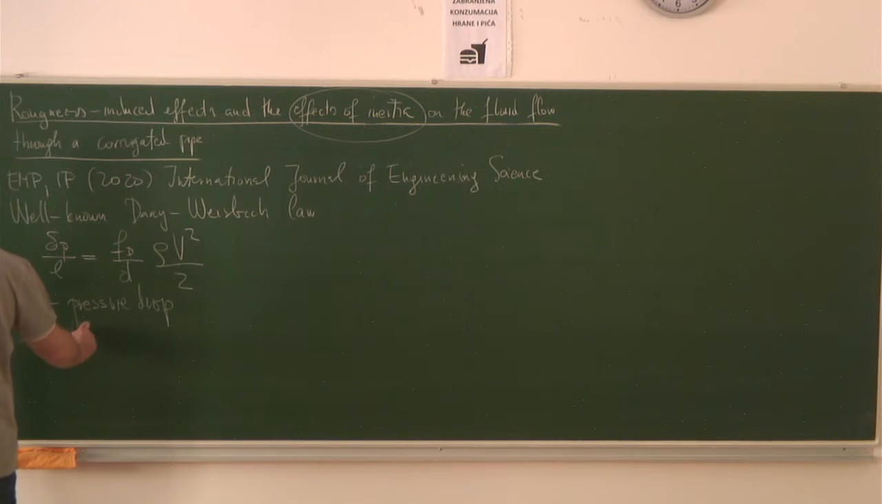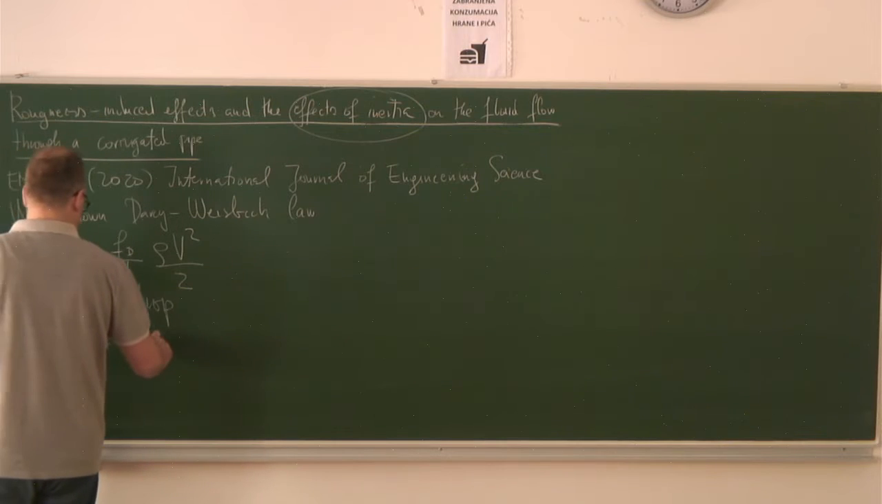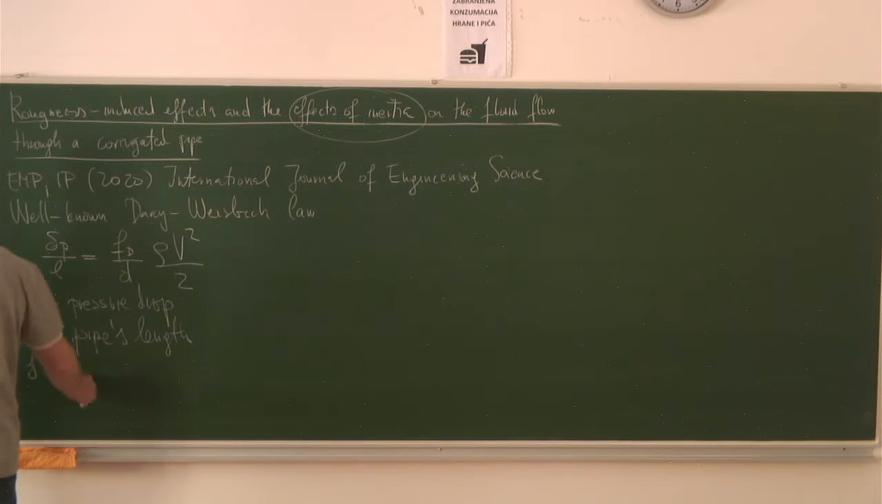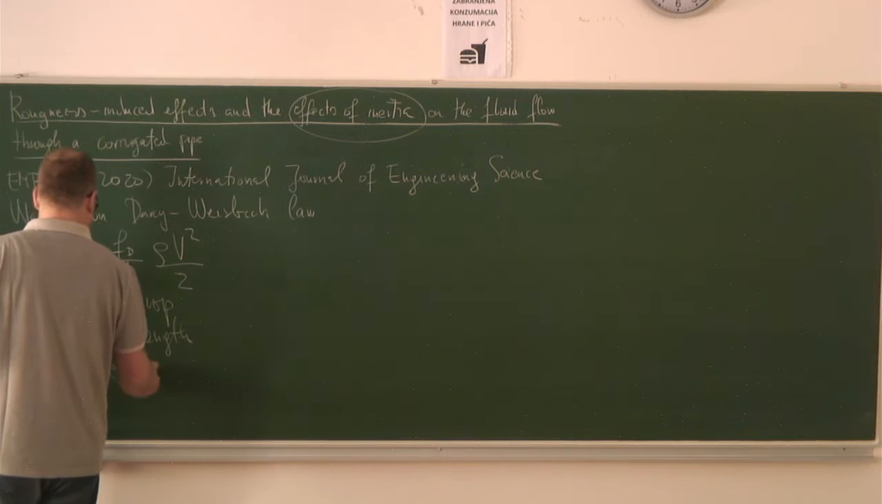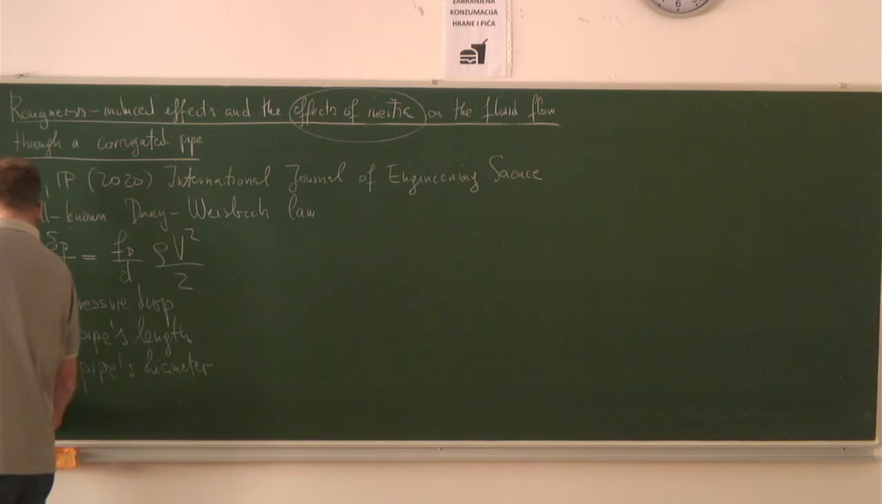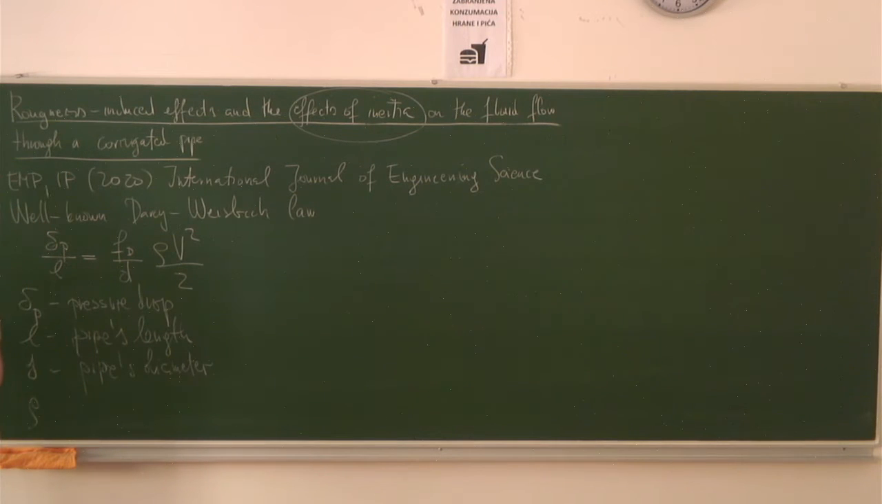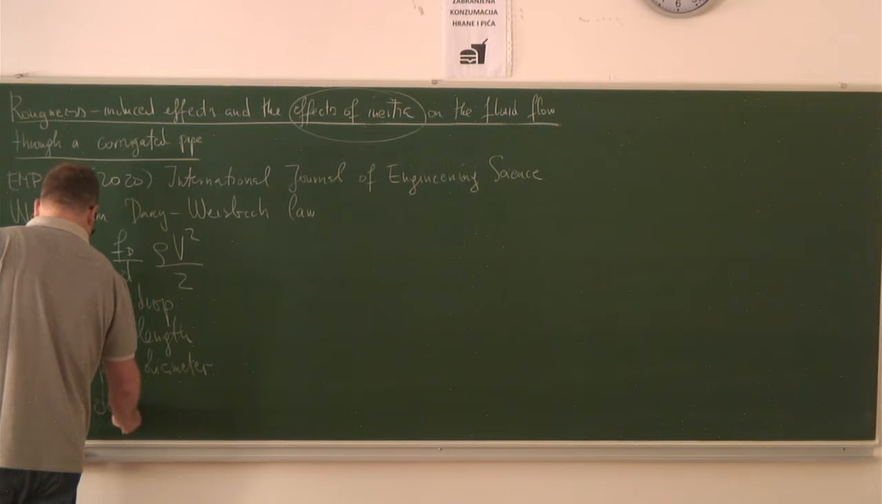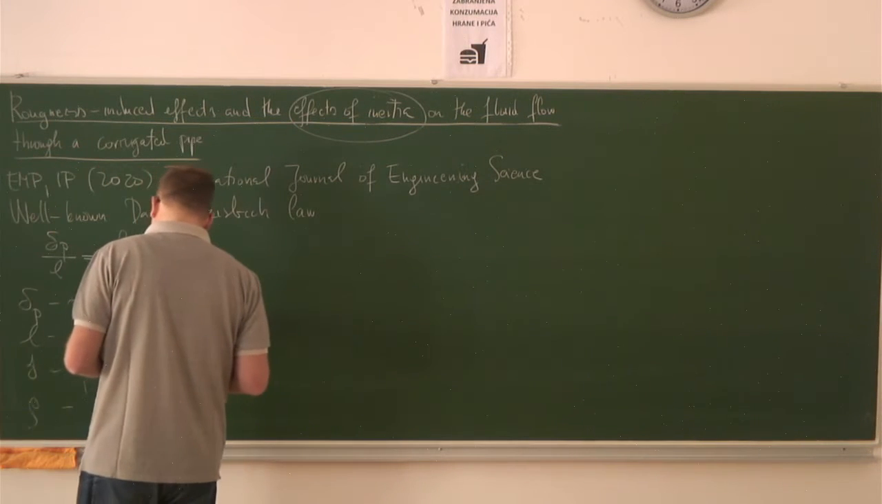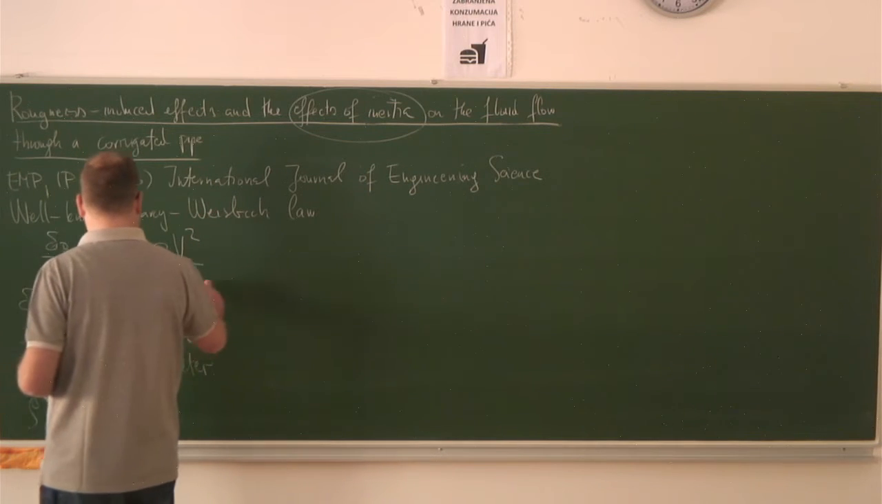So by this we denote the pressure drop. L is the pipe's length. D is pipe diameter. Rho is fluid's density. And V is the velocity.